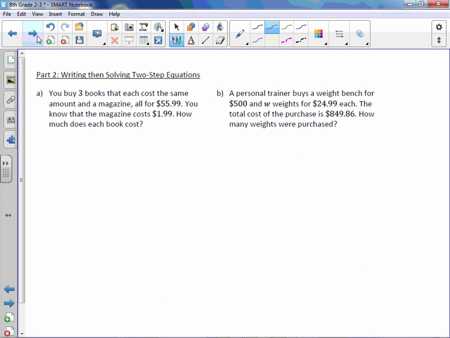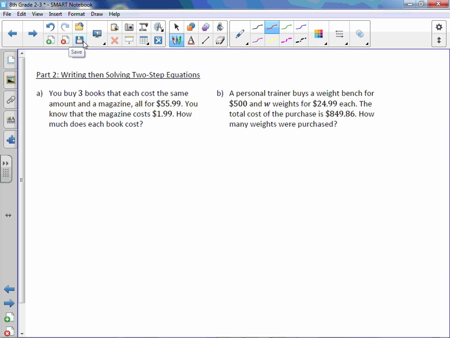Now let's write and then solve our two-step equations. And here's where the words will really make a difference. You buy 3 books that each cost the same amount and a magazine, all for $55.99. You know that the magazine costs $1.99. How much does each book cost?